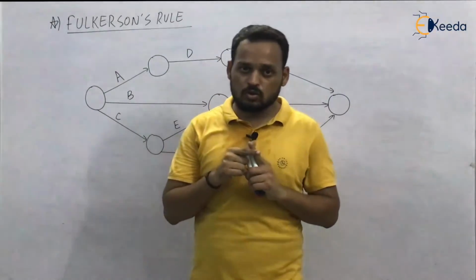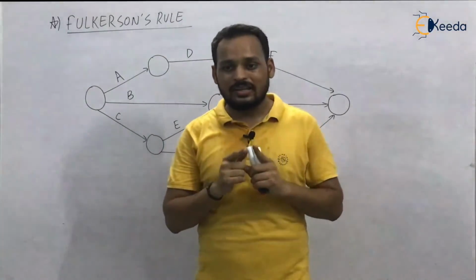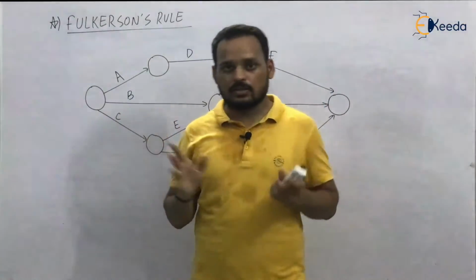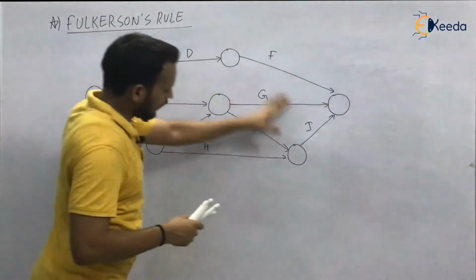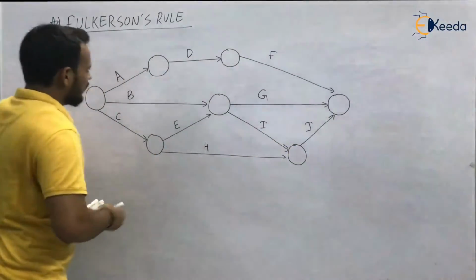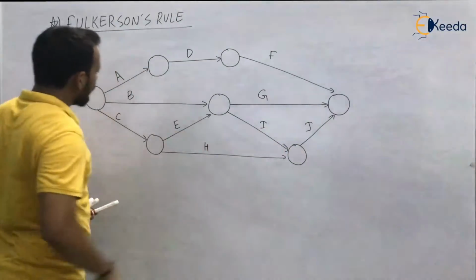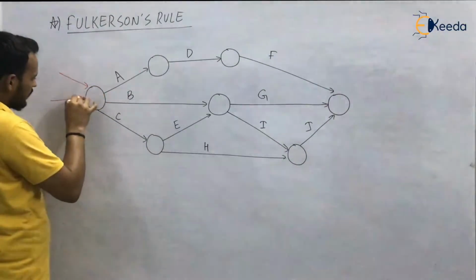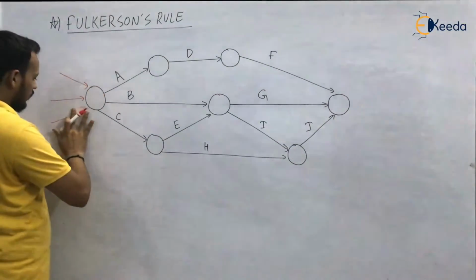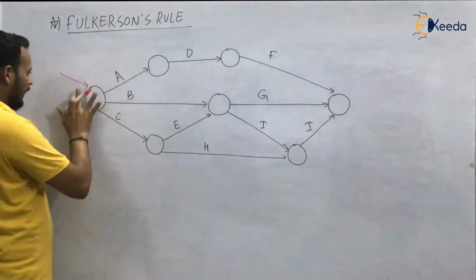First, name those nodes which do not have any incoming activities. When you look at this network diagram, you will find that there is only one node which does not have any incoming activities. Incoming activities means like this, it does not have any incoming activities.